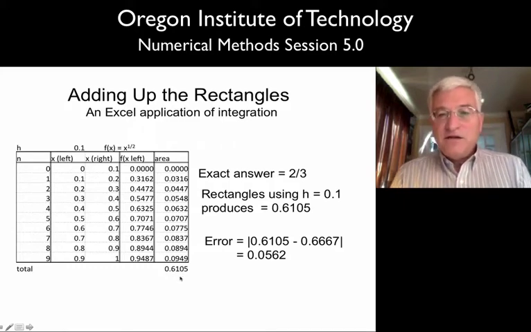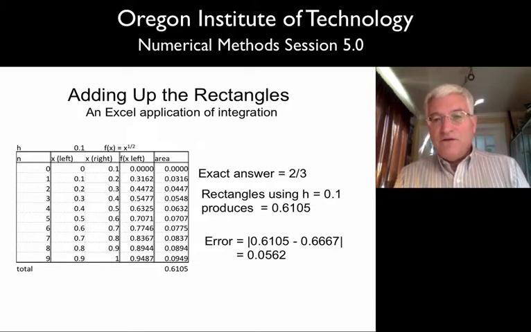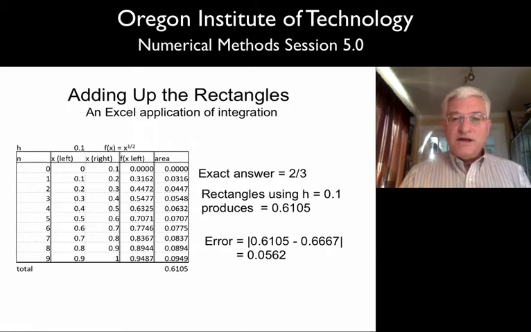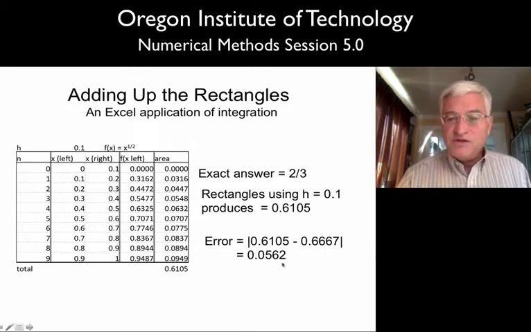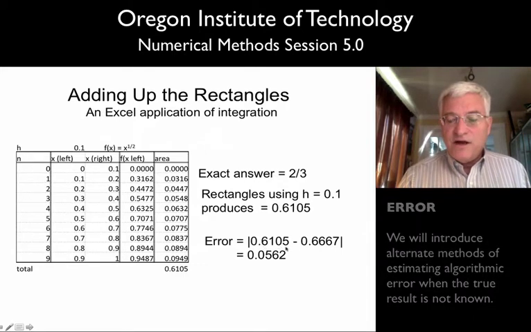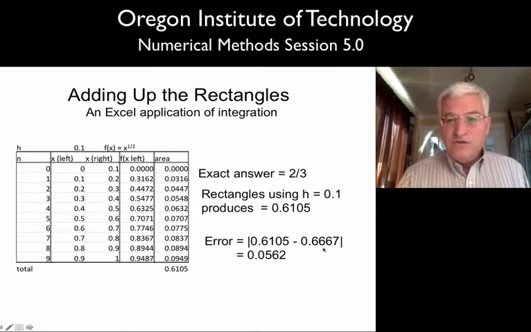Now that is clearly lower than the true value, which doesn't surprise us because just geometrically you could see that the green rectangles were producing less area than the actual integral. You could look at the error in this case. Generally you can't do error analysis like this because you don't usually know the correct or the exact answer, but here we do. So if we take the computed value of 0.6105 and subtract the true value of 2/3, then we see that there was an error of 0.0562.